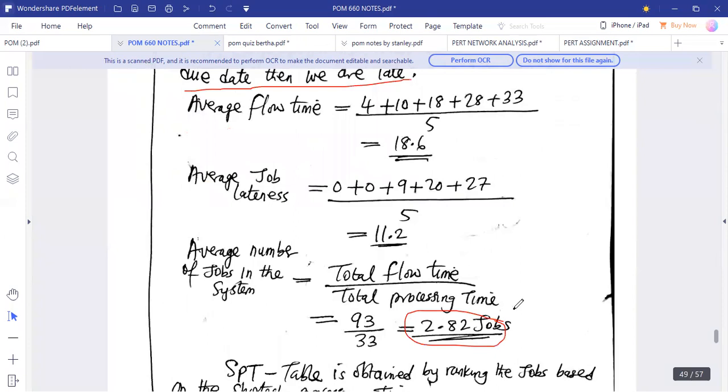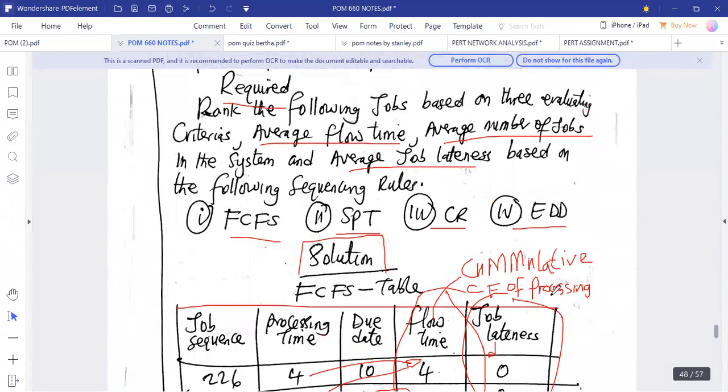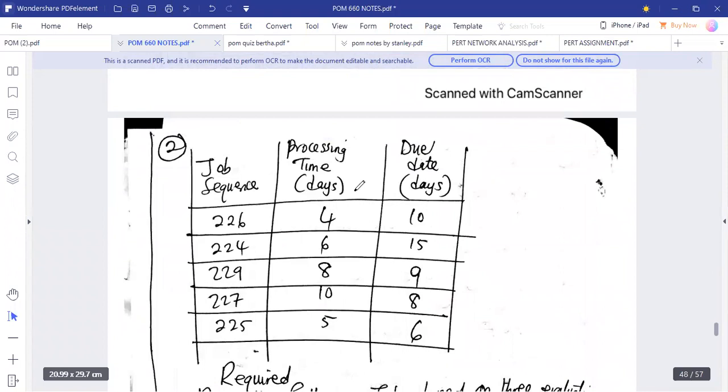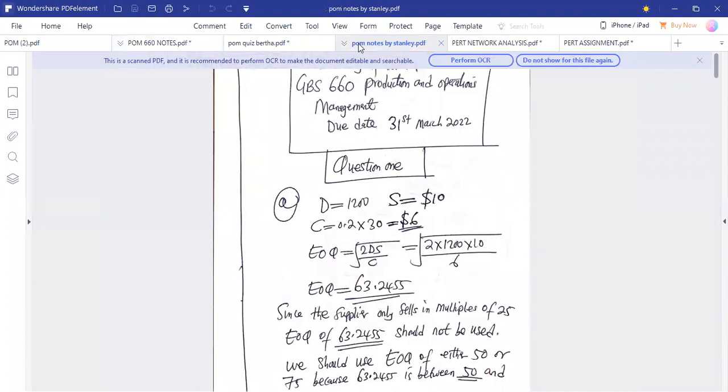All right then, so we have evaluated the first table, which is first come, first served. Getting down to the second one, we are looking at the shortest processing time. So for first come, first served, you just use the original information that has been given in the question.